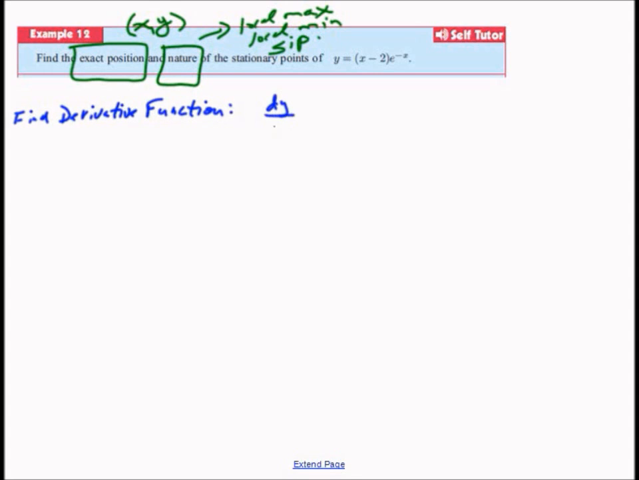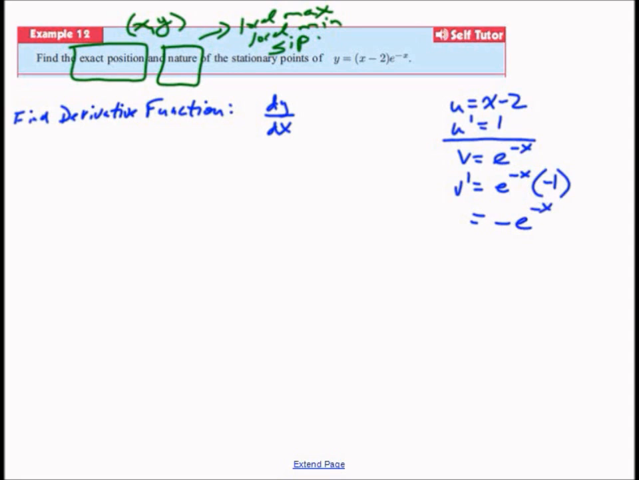So dy/dx. This is a product, so we need to use the product rule. So good job remembering what to do here. Let u equal x minus 2, so u dash is 1. Let v equal e to the power of negative x, so v dash is e to the power of negative x times the negative 1. That second part, remember, is the derivative of the exponent. Simplify that, negative e to the power of negative x. dy/dx is u prime v plus u v prime.